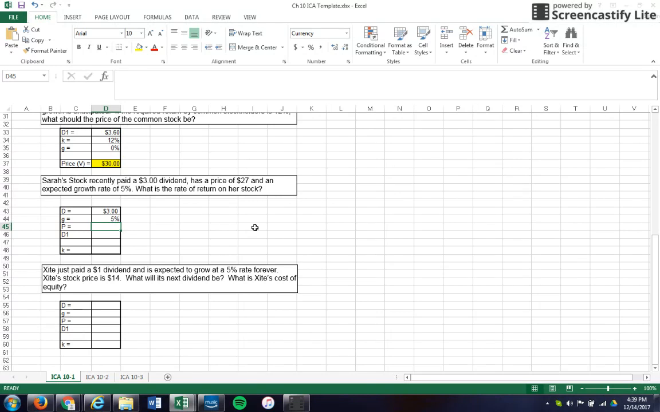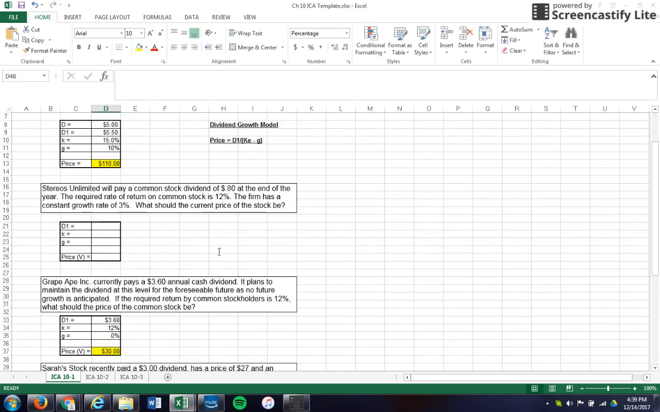The price is $27, and my next dividend is going to be calculated the way that we did it before. So it's my original $3 plus my 5% growth times my original $3. So it's 5% over $3, so $3.15. So for this one, what is the rate of return on the stock? So we are looking for the K. So we're looking for the K as part of this formula.